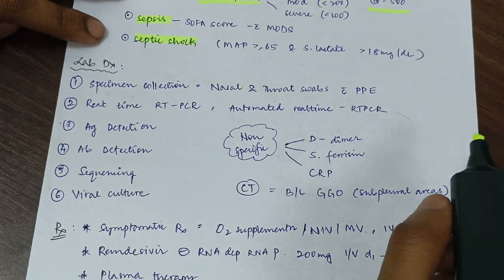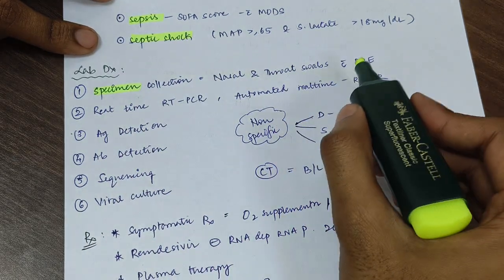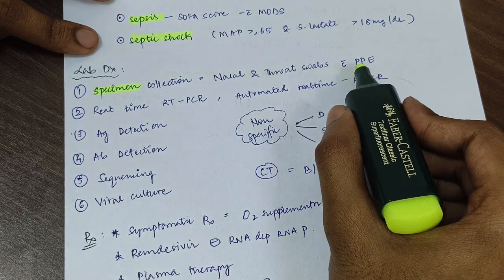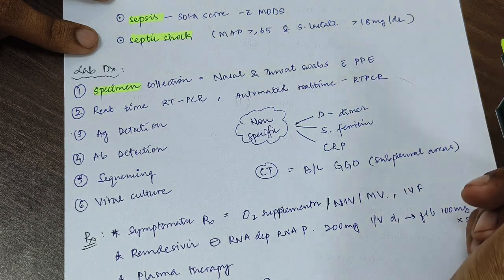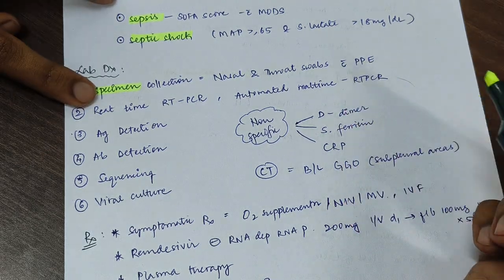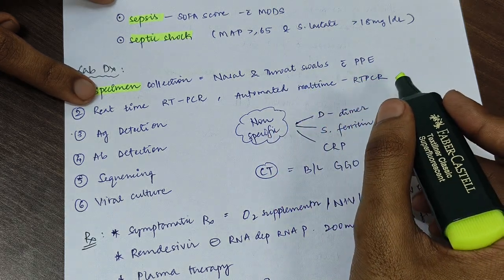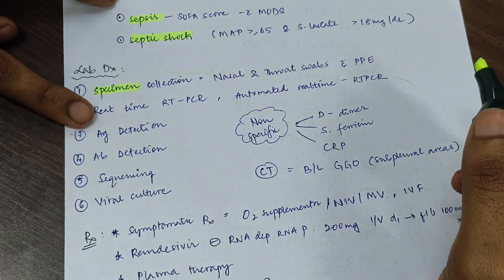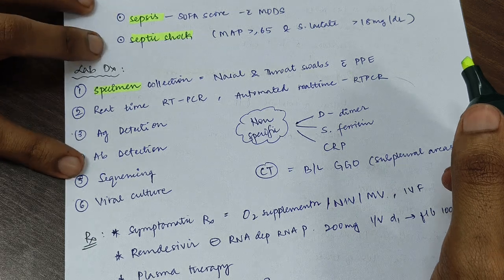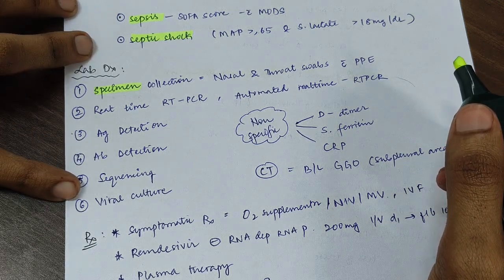Then lab diagnosis. In the lab diagnosis, you are going to collect the specimen. In case of specimen collection, nasal and throat swabs are collected with the proper personal protective equipment. Then real-time RT-PCR is done. Automated real-time RT-PCR is done to quantify the viral load. Then antigen detection, antibody detection, sequencing of the virus. Then virus culture. Okay, virus culture has also been done.